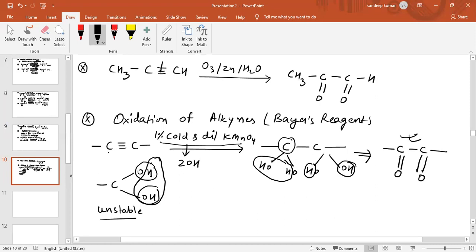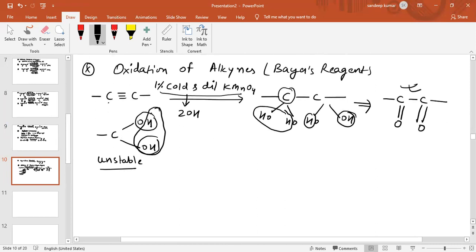So this is clear to all of you. Now see the question based on the Bayer's reagent. See what the questions are. We are going to discuss the questions on Bayer's reagent. So now the question is, if it is like this, HC triple bond CH, and we add Bayer's reagent, 1% cold and dilute KMnO4.